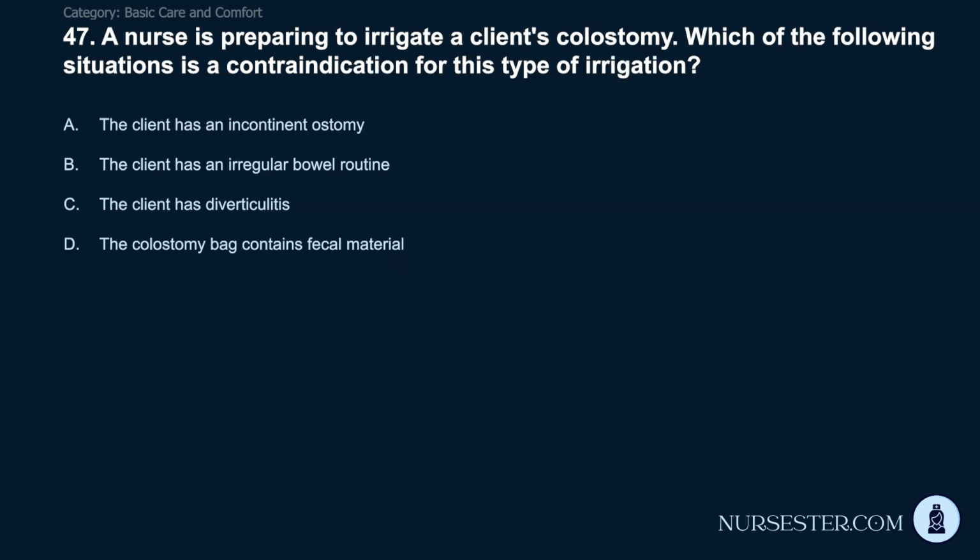47. A nurse is preparing to irrigate a client's colostomy. Which of the following situations is a contraindication for this type of irrigation? A. The client has an incontinent ostomy. B. The client has an irregular bowel routine. C. The client has diverticulitis. D. The colostomy bag contains fecal material. Correct answer, C. The client has diverticulitis.